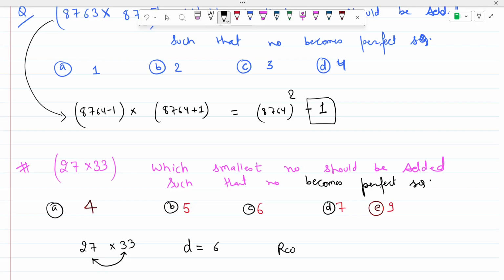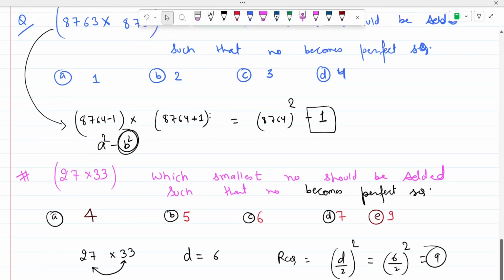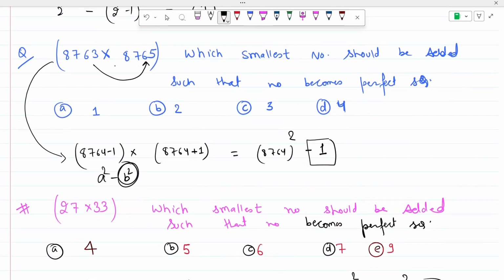So what you have to do? The required number is, basically this is a squared minus b squared. So you want this b squared, so d over 2 and then whole square. So it should be 6 over 2, that is 3, and whole square, that is 9. So you have to add this 9. Similarly here, the difference in these two numbers was 2, right? So d was 2. So the required number is 2 upon 2 and whole square, so it should be 1 only. So this is the concept.